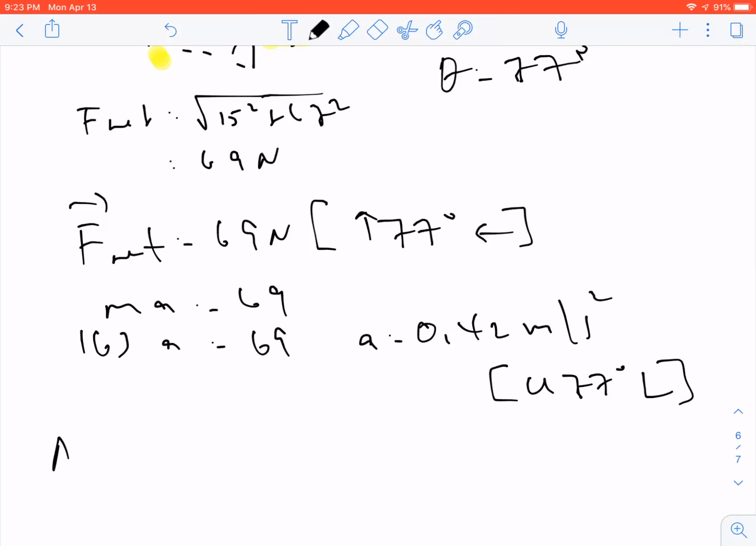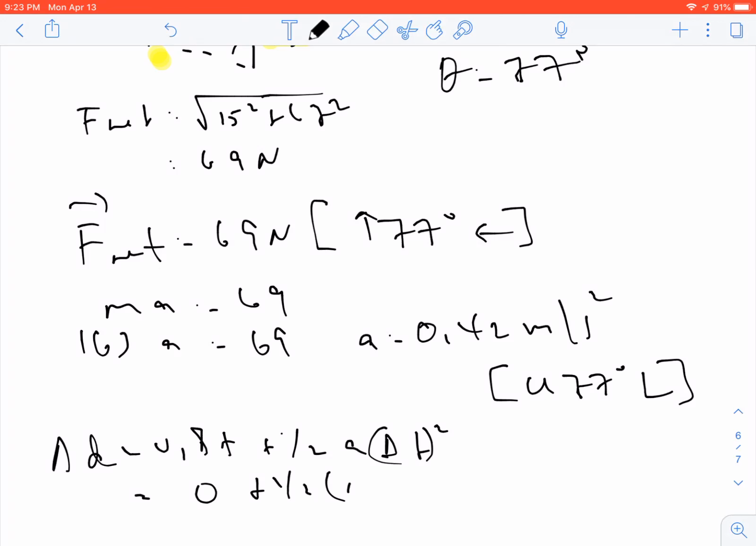And now you can solve for delta D. Okay, Mr. Sinna's favorite equation, V1 delta T plus 1/2 A delta T squared. V1 is 0, 1/2 of 0.42 times the 1.2 seconds that are in the question, squared, and I'm getting a displacement of 0.30 meters. Right? And if it just asks for distance. If it asks for displacement, I'd have to say, okay, displacement now has this, and now it has the direction of up 77 left. Right?